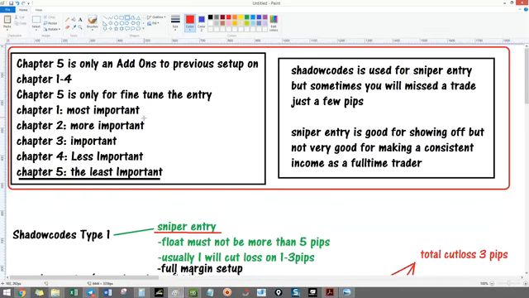Okay. The least important. Least important. Okay. Which mean not as important as the previous chapter. Okay. Your core is on chapter 1, chapter 2, chapter 3. And chapter 4 and chapter 5 is only an add-ons. Okay. 1 to 3 is very important. Alright.